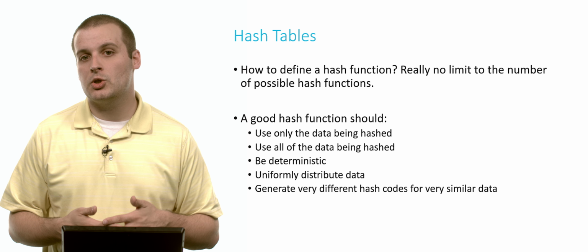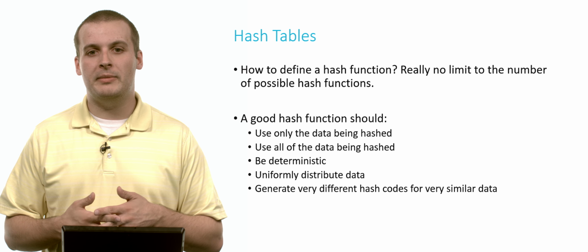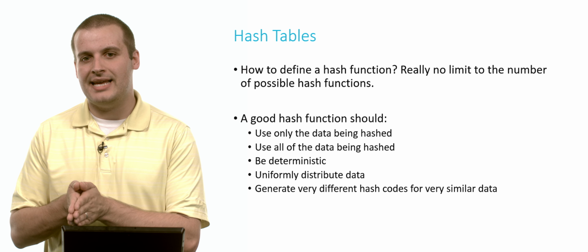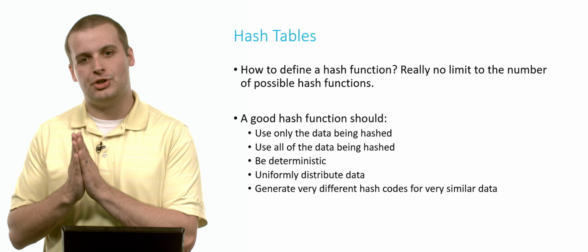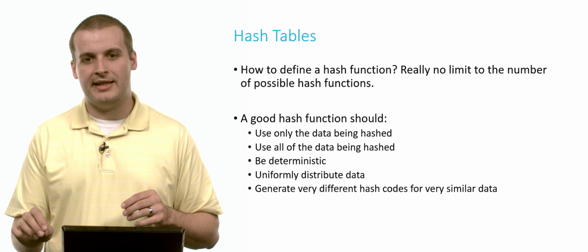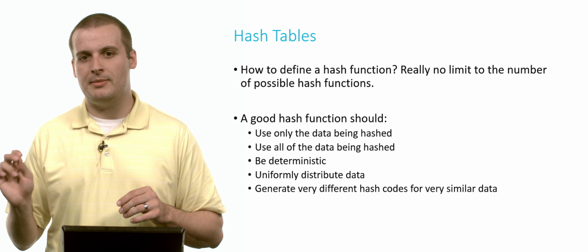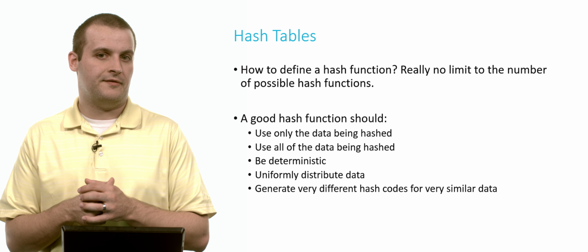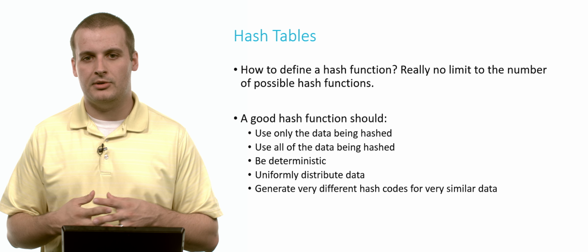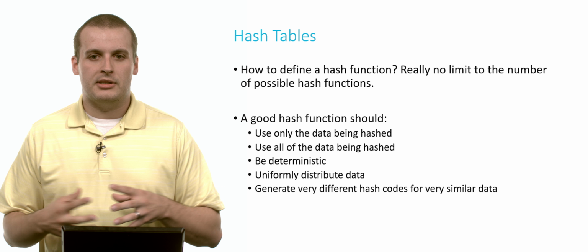A hash function should also be deterministic. What does that mean? Well, it means that every time we pass the exact same piece of data into the hash function, we always get the same hash code out. If I pass John into the hash function and I get out 4, I should be able to do that 10,000 times and I'll always get 4. So no random numbers, effectively, can be involved in our hash functions.